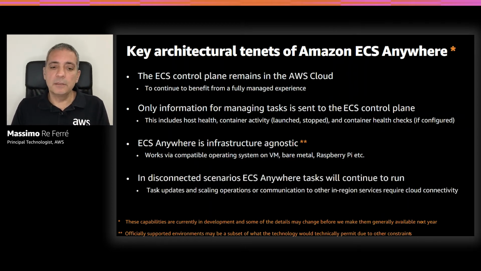Last but not least, in disconnected scenarios, ECS Anywhere tasks will continue to run unless obviously you need connectivity back to the cloud for consuming other AWS cloud services. The other thing that you wouldn't be able to do in a disconnected scenario is to lifecycle those tasks, like starting them, stopping them, or updating those tasks, because this requires connectivity back to the control plane, which, as we said, only exists in the cloud.